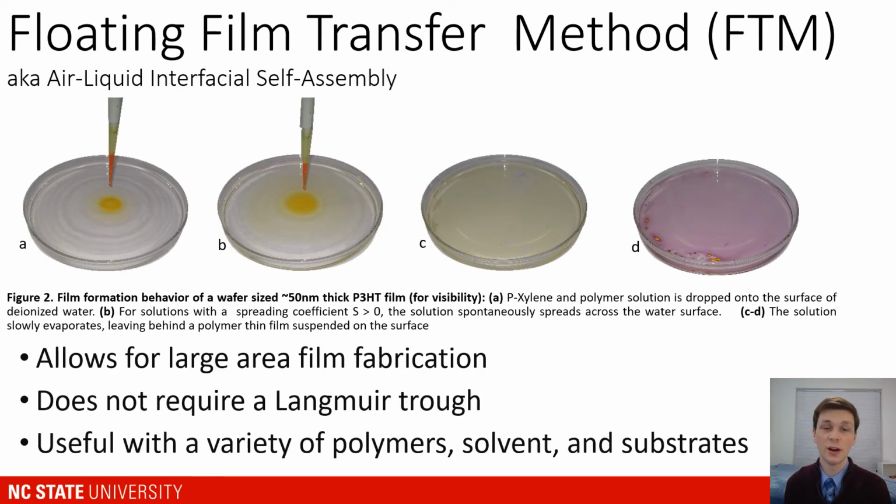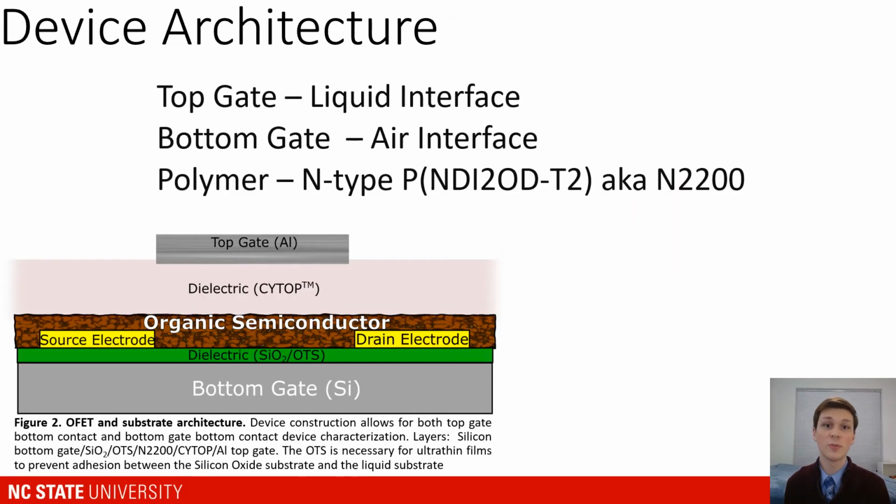Floating film transfer, or FTM, uses a spontaneous spreading effect of certain solvents, in our case, p-xylene, over the surface of a liquid substrate, usually deionized water. Because it is a particularly scalable and efficient method, it warrants further study on the effects of polymer morphology and the mechanisms for controlling film formation. Once the film is formed, we are able to stamp it onto the surface of a substrate.